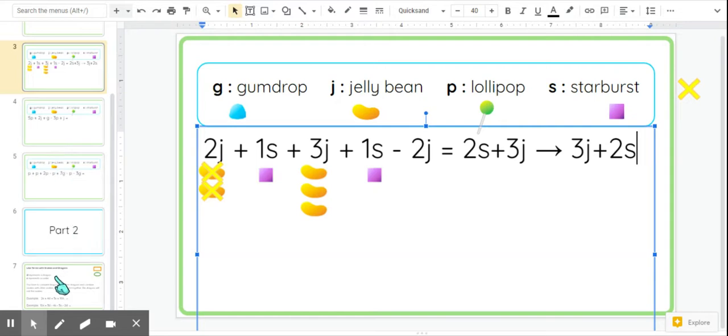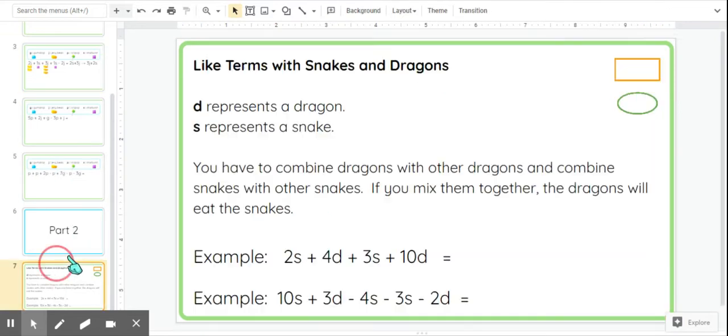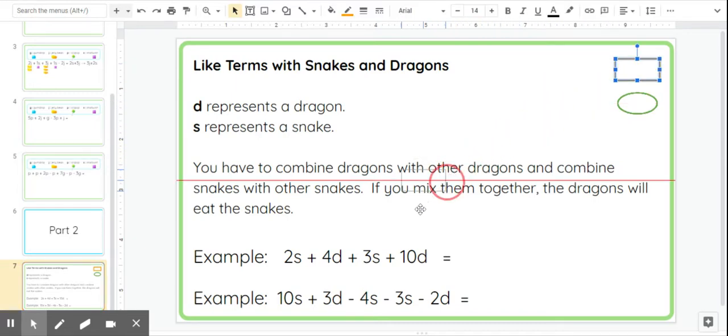Now, we don't always want to draw a picture. So here's a different strategy. We're going to be talking about snakes and dragons. So we can't mix them together because then the dragons will eat the snakes. So we have to keep them separate. So instead, I'm going to be putting labels around each term. If I had paper, I could put circles and squares around things. Instead, I'm just going to put pre-made shapes.